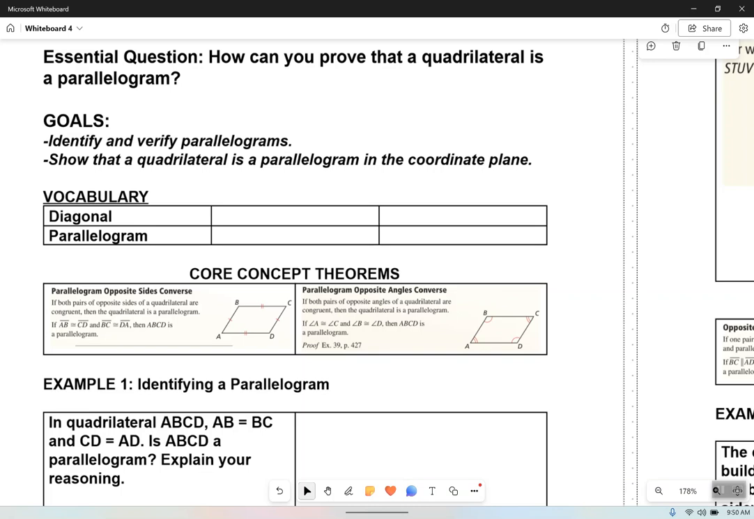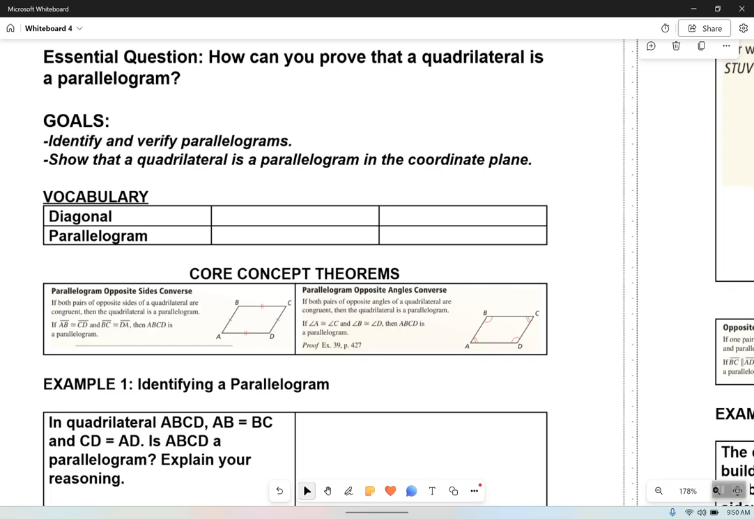Goals for today. These will be our targets for the day. Identify and verify what, kids? Parallelograms, and then show that a quadrilateral is a parallelogram in the coordinate plane. We're going to have to recall a couple of formulas for that, distance formula and then some slope formula stuff, but I think I can help you with that today.